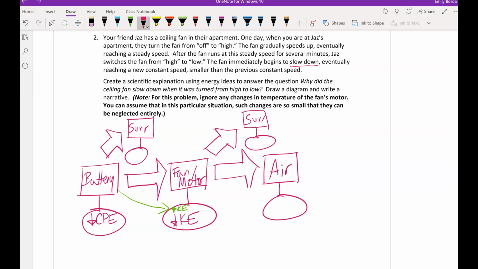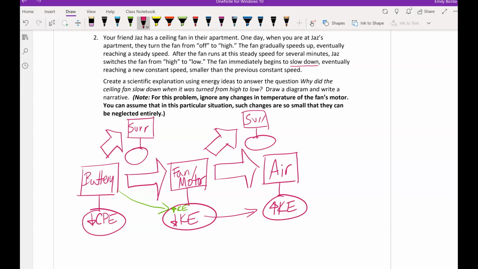If there was no air interacting with it, it would be increasing the fan motor speed. But because of this interaction with the air, it's actually decreasing in kinetic energy. And so as a result, the air is being pushed around by those fan blades and increasing in kinetic energy.